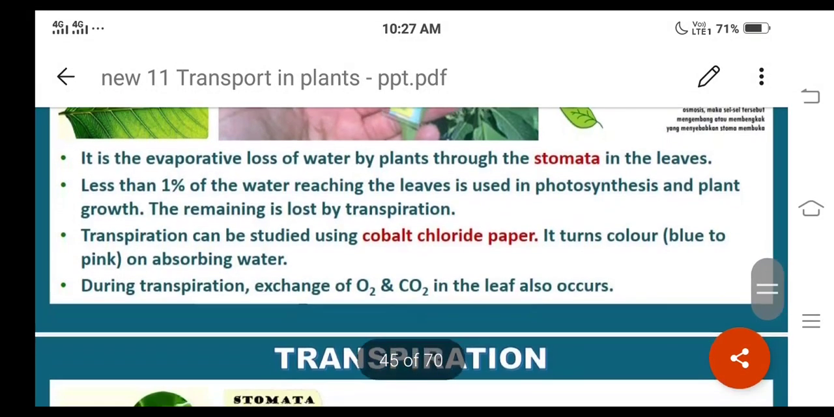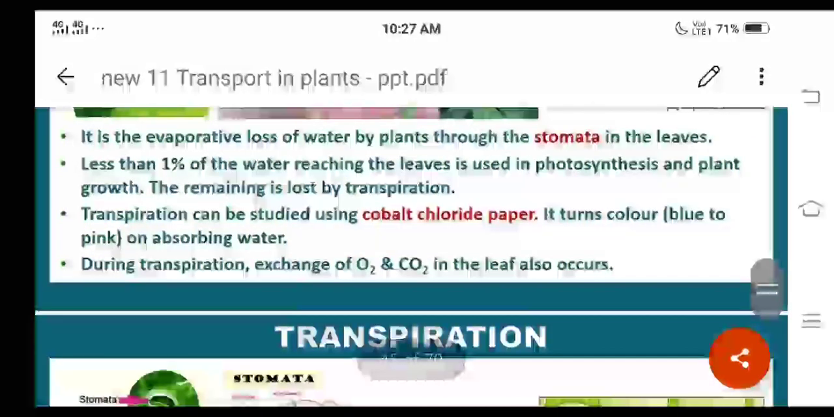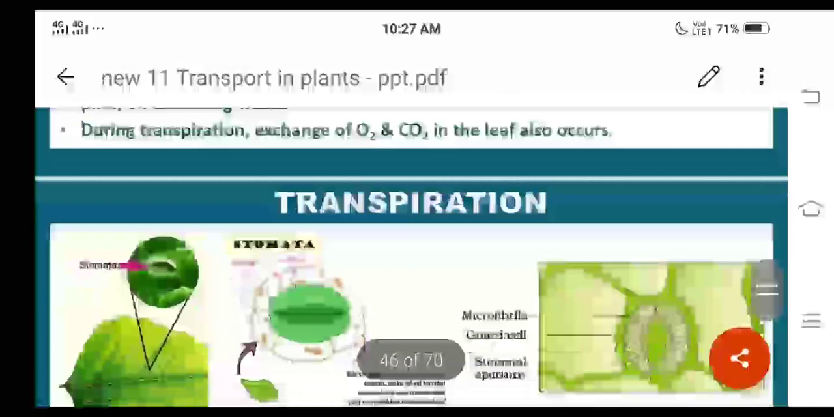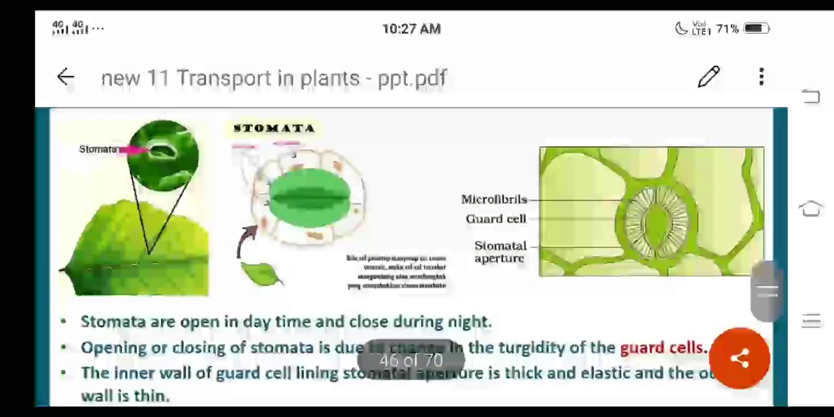Another important point: during transpiration, exchange of oxygen and carbon dioxide in the leaf also occurs. It occurs through the stomata only. Then one more important point is regarding the stomata.